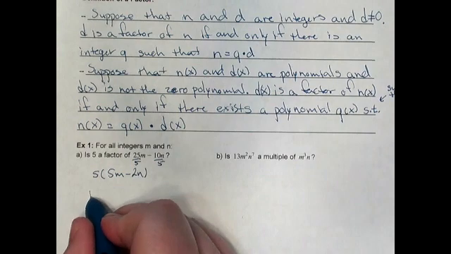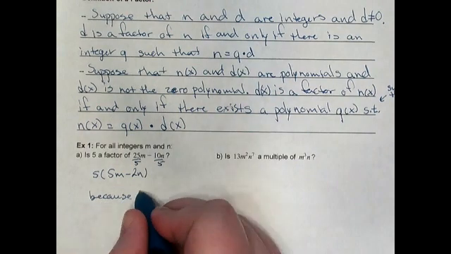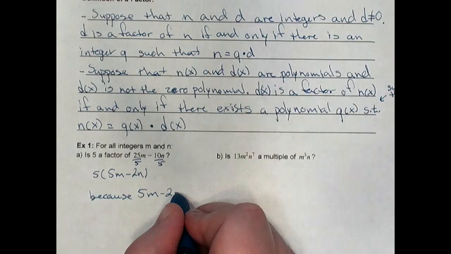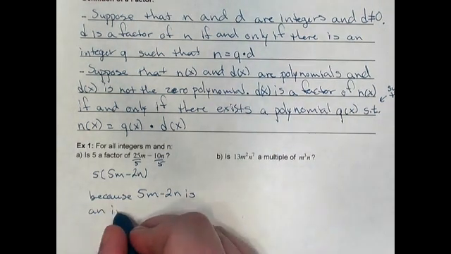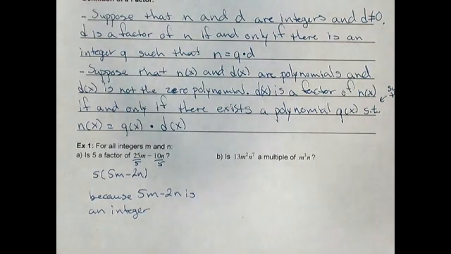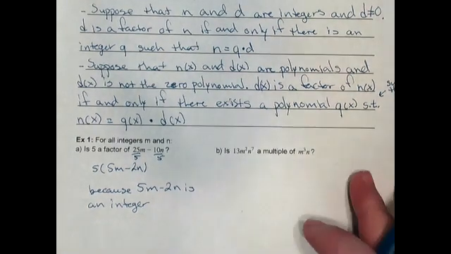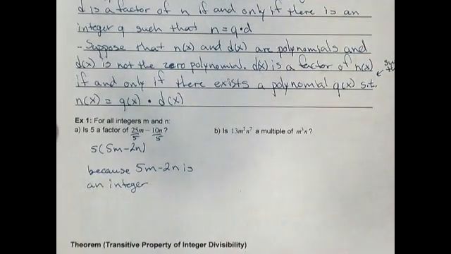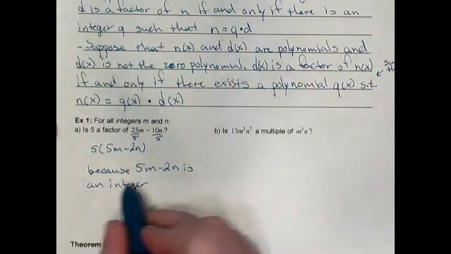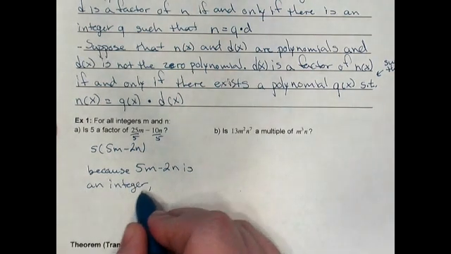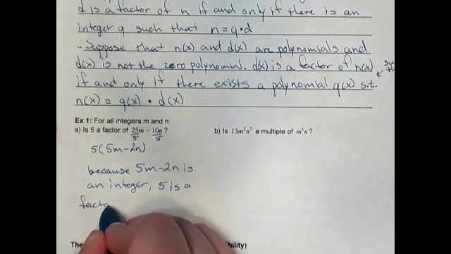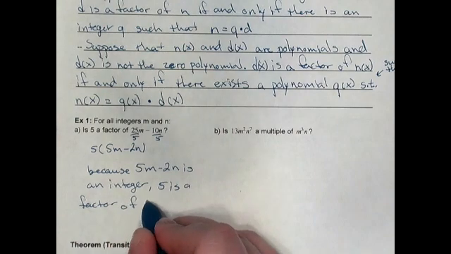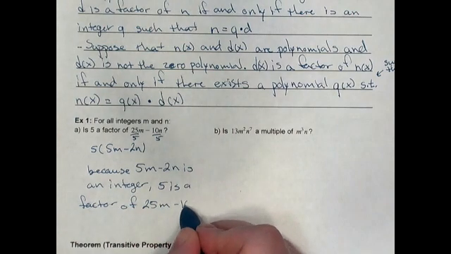So we can say because 5m minus 2n is an integer, because m and n are integers, and 5 times an integer will give us another integer, 2 times an integer will give us another integer. So because this is an integer, 5 is a factor of 25m minus 10n.